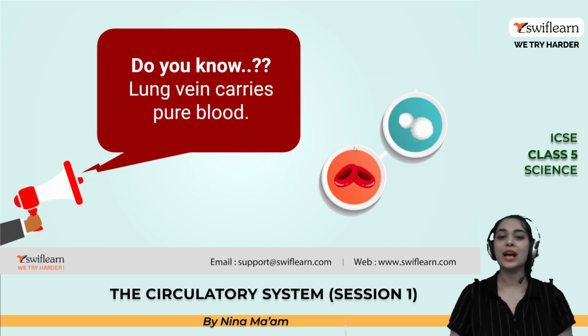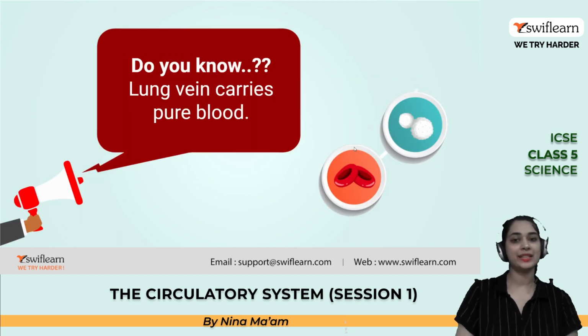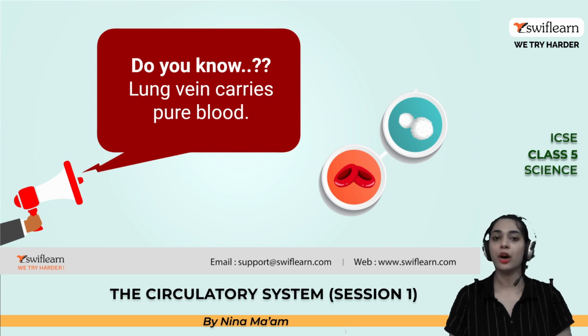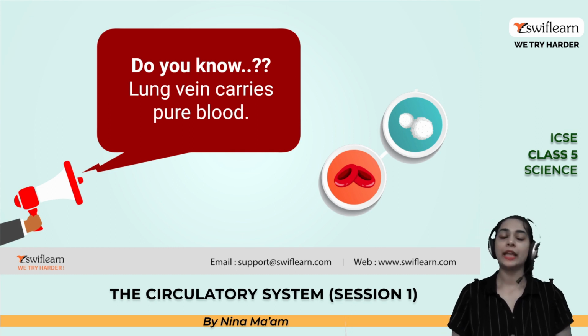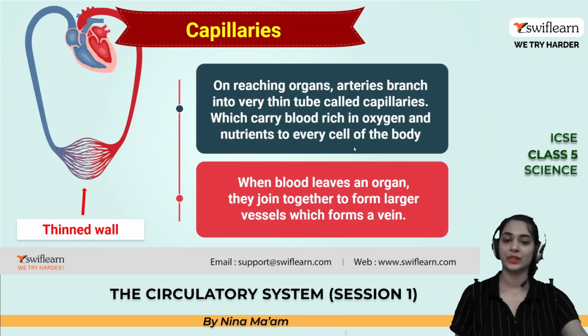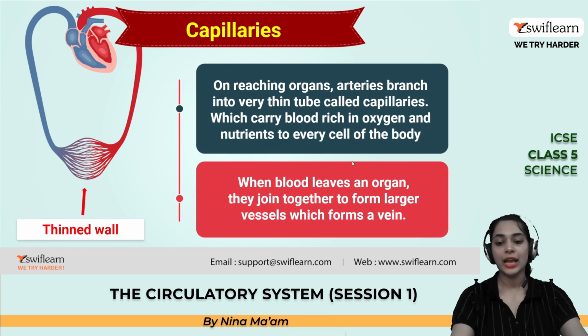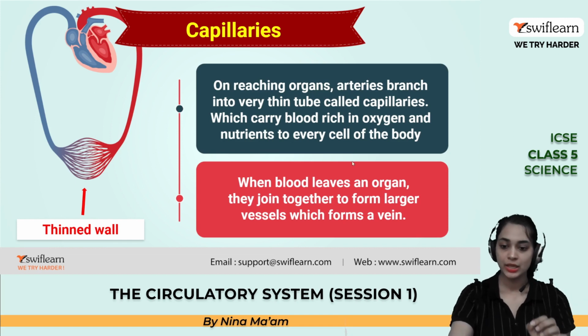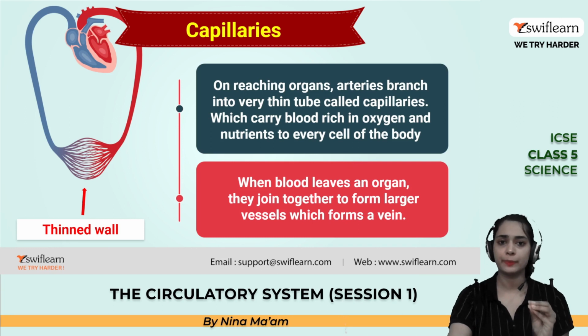And do you know, the lung vein carries the pure blood. It is the oxygenated blood. Pure blood is the oxygenated blood and impure blood is the blood with carbon dioxide. So we have the capillaries. The capillaries are actually tiny blood vessels, so small that a single red blood cell can only barely fit into them.